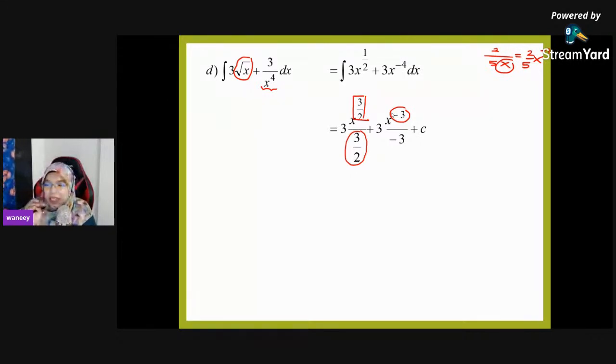Sebab negatif ni kadang-kadang ada setengah orang dia macam allergy sikit. So dia kadang-kadang kalau tambah pun dia tolak juga. So be extra careful if you have to use your calculator. If you have to. So negative 4 plus 1, it will become negative 3.